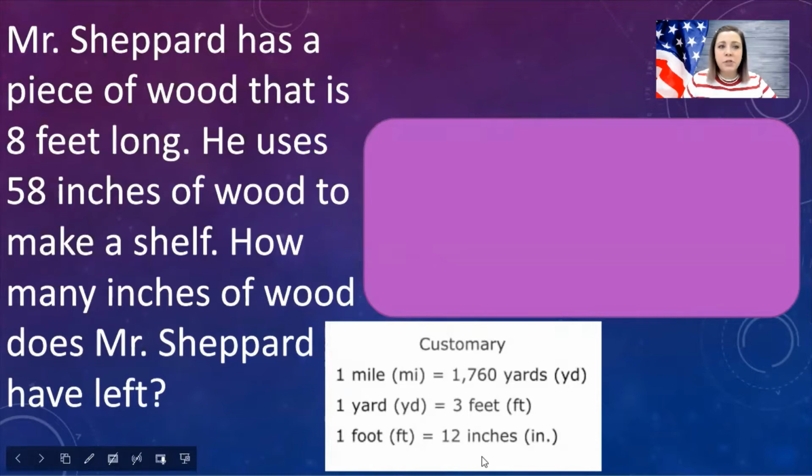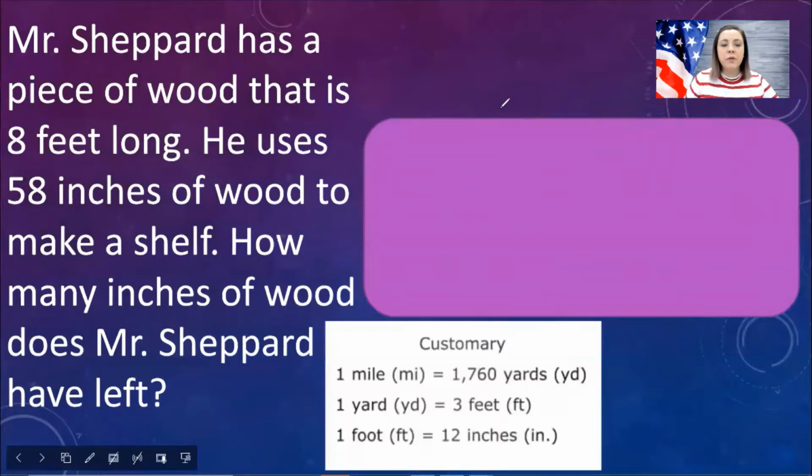It says, Mr. Shepherd has a piece of wood that is 8 feet long. He uses 58 inches of wood to make a shelf. How many inches of wood does Mr. Shepherd have left? So we are going to use our knowledge of conversions to determine the amount of wood he has left.